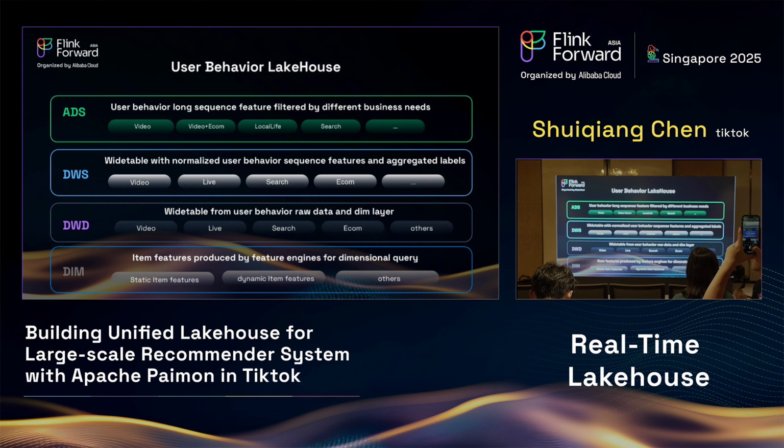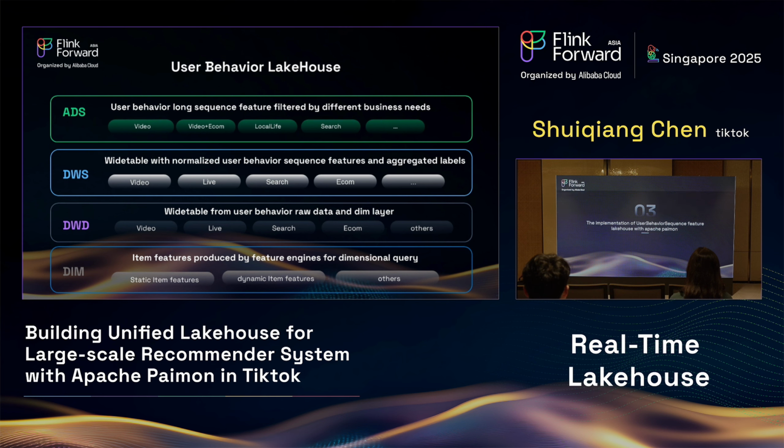The user behavior lakehouse is divided into 4 layers. From bottom to top: the DIM layer, DW layer, DWS layer, and ADS layer. The DIM layer retains item features produced by feature engines for dimensional queries, including static item features and dynamic item features. The DW layer is a wide table constructed from user behavior raw data and the DIM layer. The DWS layer is also a wide table with normalized user behavior sequence features and aggregate labels. And the ADS layer maintains user behavior long sequence features filtered by different business needs.